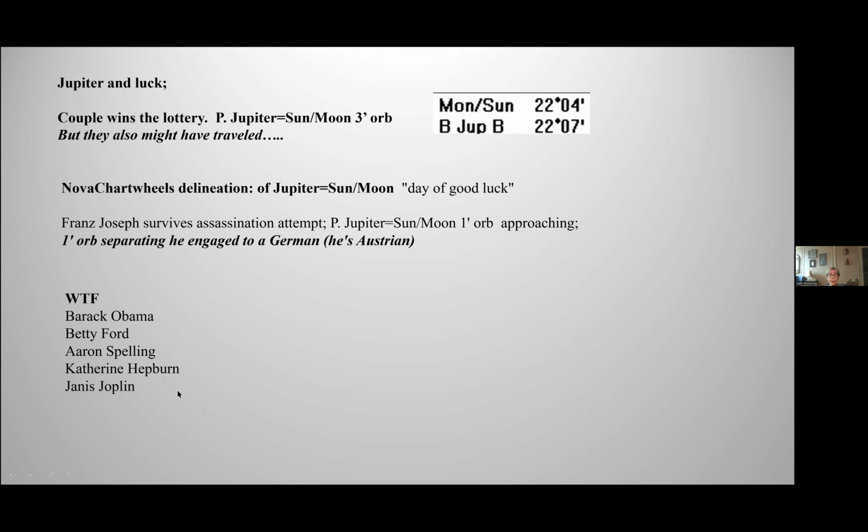And here are some examples where I don't know. Barack Obama, I don't know. I don't know why these people have Jupiter at the Sun Moon Midpoint. They do. The manifestation of it eludes me. But just to say that astrology is messy, and there are going to be some instances that cannot be explained.